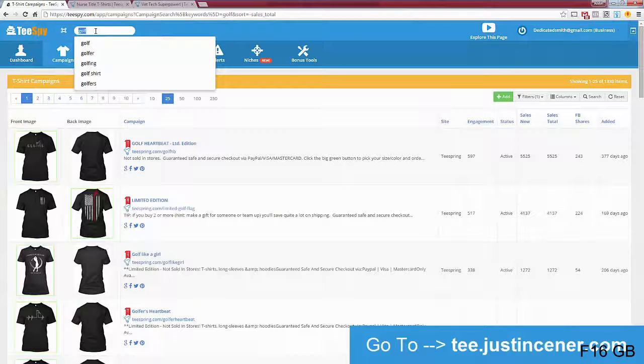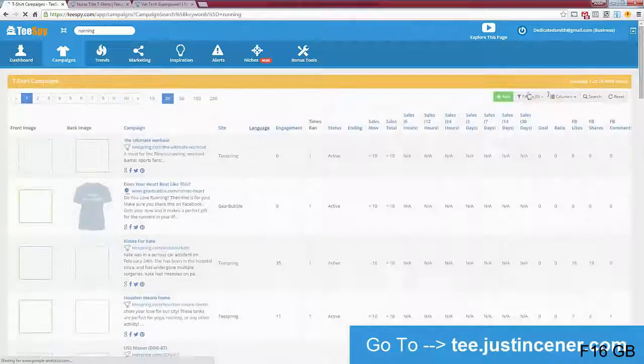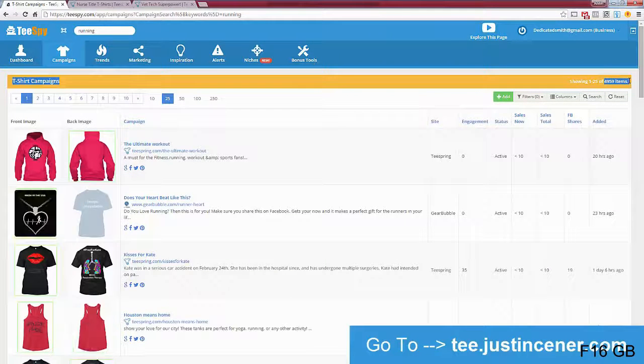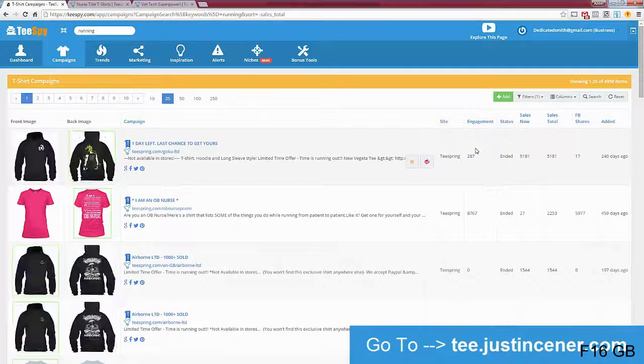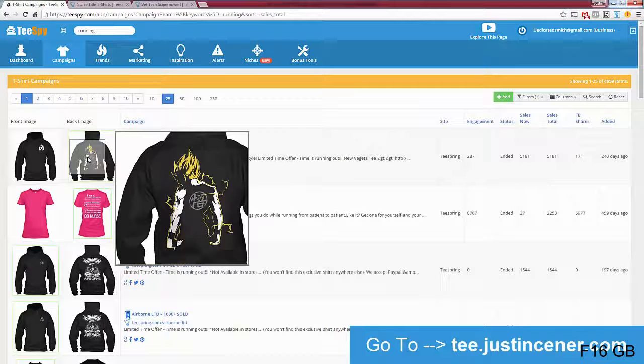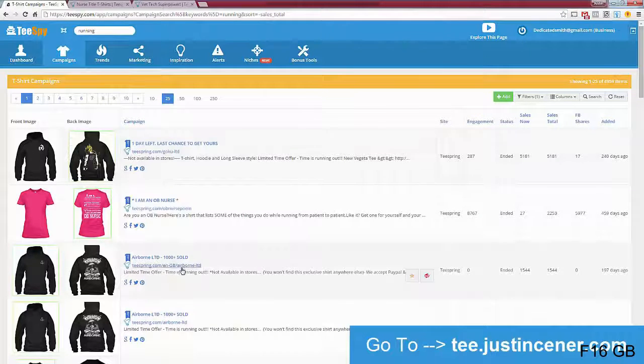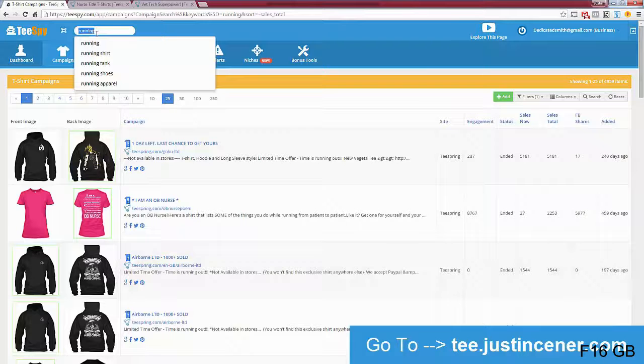What else? How about we do running? See how many there are. There's almost 5,000 running shirts, so that's great. And we'll sort it by sales. Okay, so this one sold 5,000, and this one, I'm not sure. This obviously doesn't look like it is. Oh, you know what? Because we put in the word running, we're getting this saying "time is running out." So let's forget about that one.